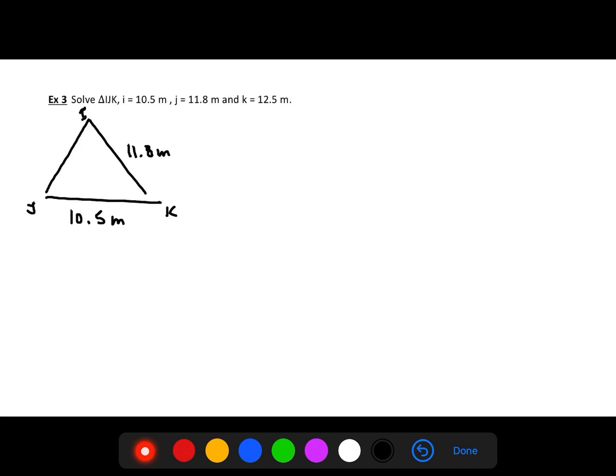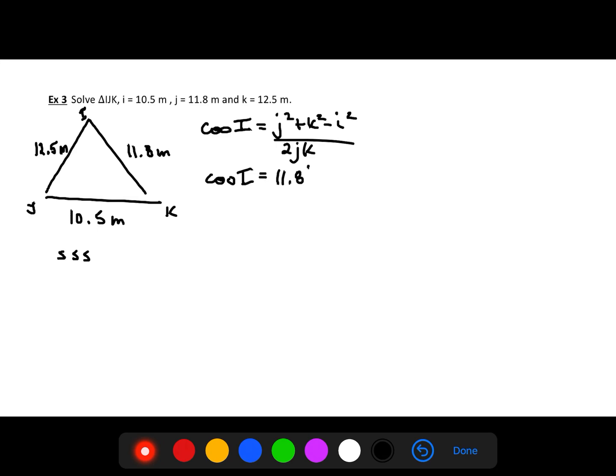Side I across from angle I is 10.5. Side J across from angle J is 11.8. And side K is 12.5. So right away we notice we have side, side, side. We don't have any angles to work with at this point, so no sine law. So we're going to start with cos of angle I. And we're going to set it up. We know it's going to be j squared plus k squared minus I squared divided by 2jk.